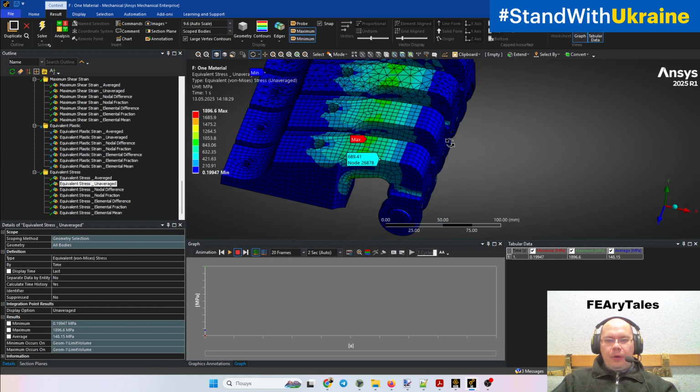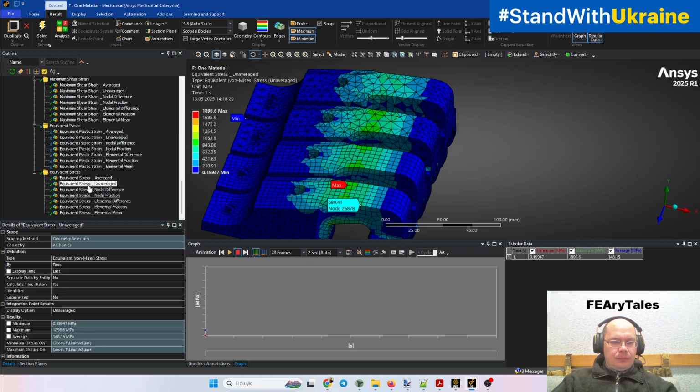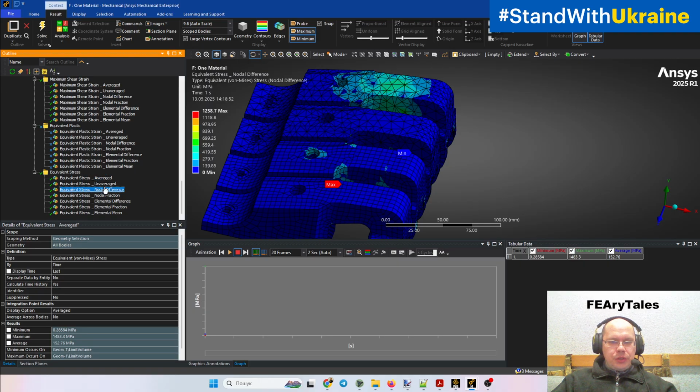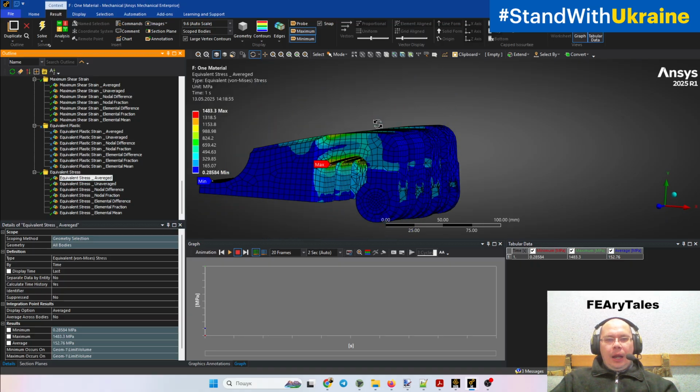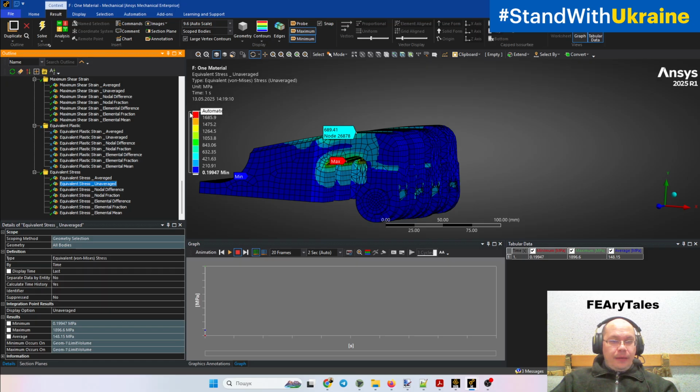We have almost the same picture. We can switch, and we can see that the distribution of stress has some changes with the option averaged and unaveraged, but in general it looks almost the same. But those digits are very different.